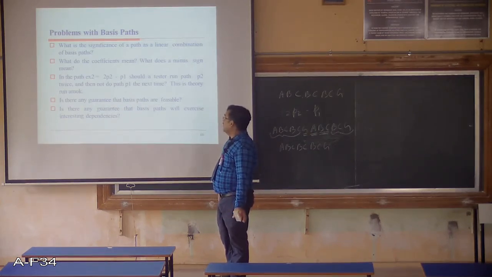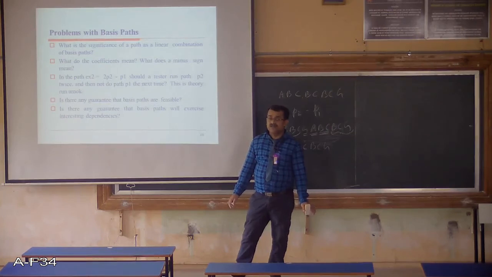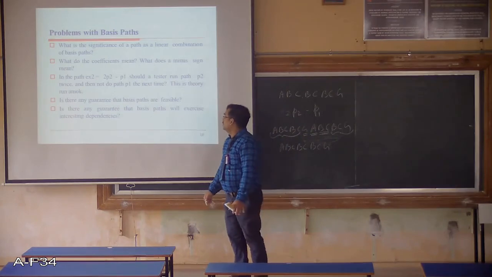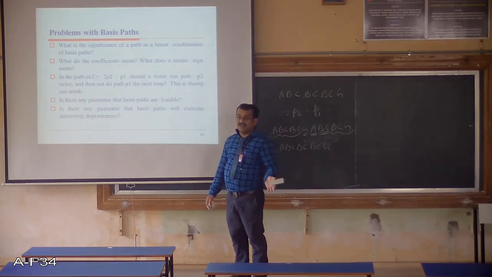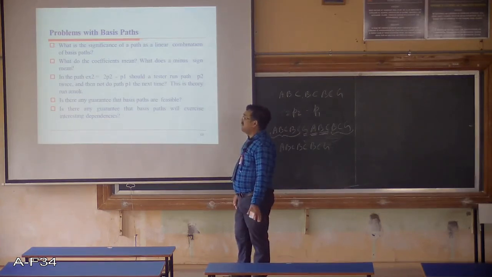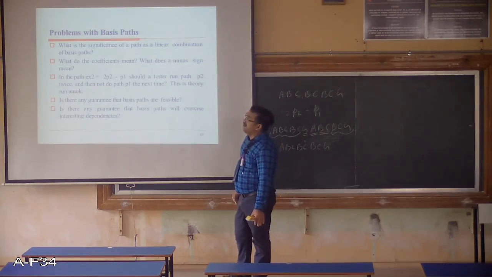Is there any guarantee that the basis paths are feasible? We discussed feasible and infeasible paths. What is an infeasible path? Where, given the inputs, you cannot do the actual testing using the probable inputs. Those paths are called infeasible paths. We discussed this in the last class, you can see my lecture from the last class. So, is there any guarantee that the basis paths are always feasible? Is there any guarantee that the basis path will exercise interesting dependencies? These are some of the questions regarding problems with the basis path.